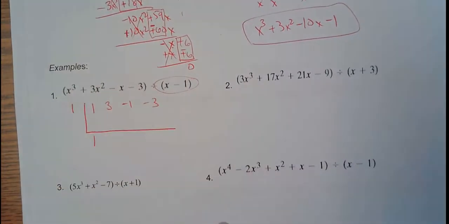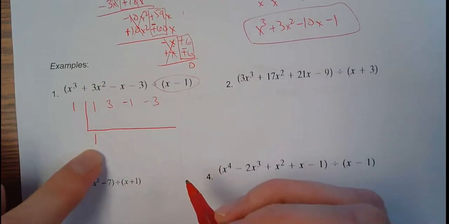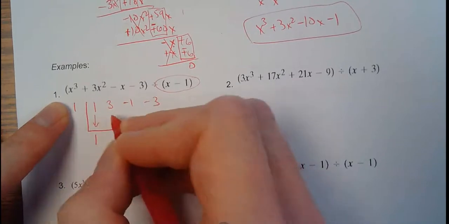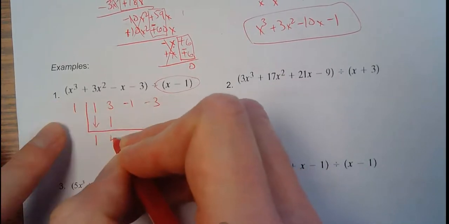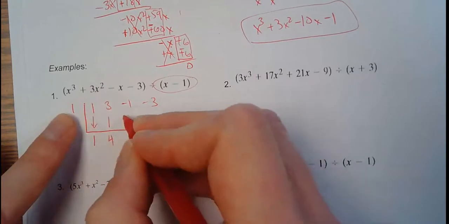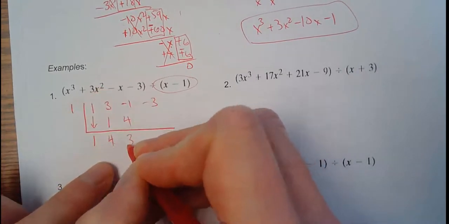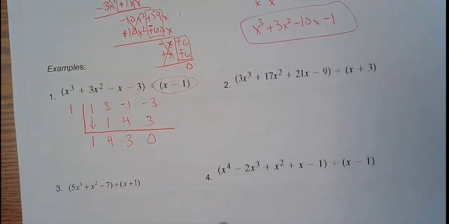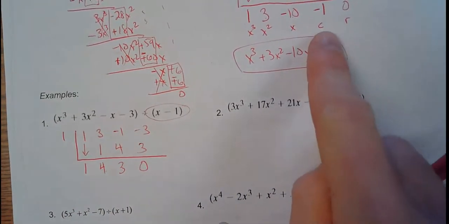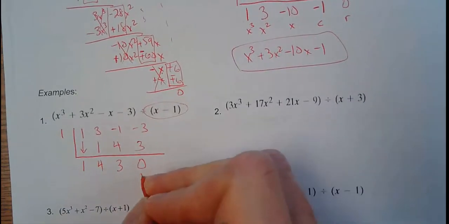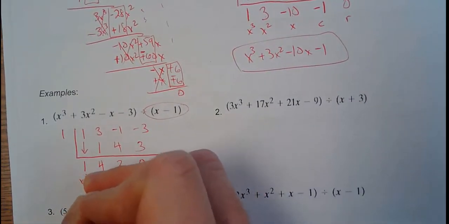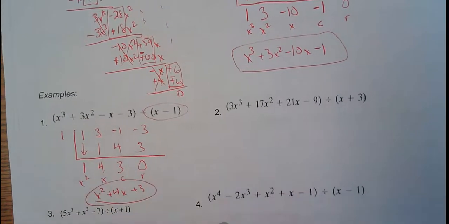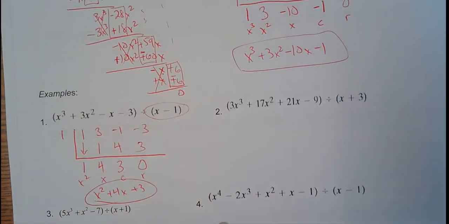First number, drop it down. Multiply these two together. So it's going to take that number times this number to give you the next number. Drop that straight down. This is a 1. Add straight down is 4. 4 times 1 is 4. Add straight down is 3. Multiply is 3. Add straight down 0. And remember, remainder, constant, x, x squared, x cubed. So this is remainder, constant, x, x squared. So it would be x squared plus 4x plus 3 would be my quotient when I'm done dividing.